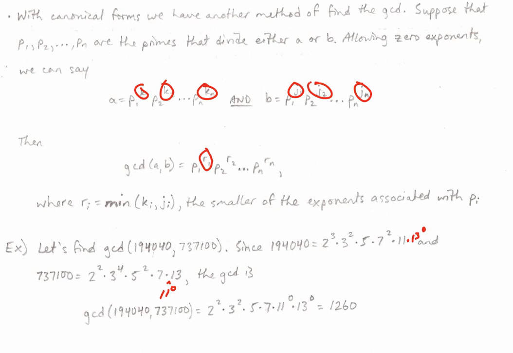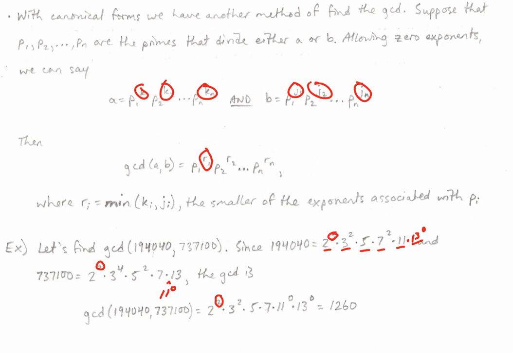So my GCD in canonical form will contain each of the same 6 primes that showed up in both numbers: 2, 3, 5, 7, 11, and 13. Question is, what is the exponent that we are going to choose for it? So for the exponent for 2, we look at the exponents on 2 in the 2 numbers. We had a 2 here and a 3 here. So I'm going to take that 2 because it's smaller, and that is going to be my exponent in the canonical form for the GCD.